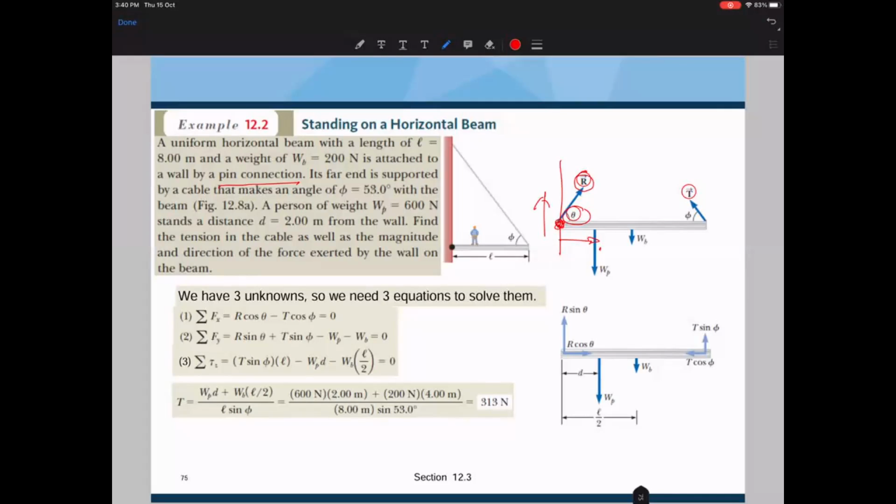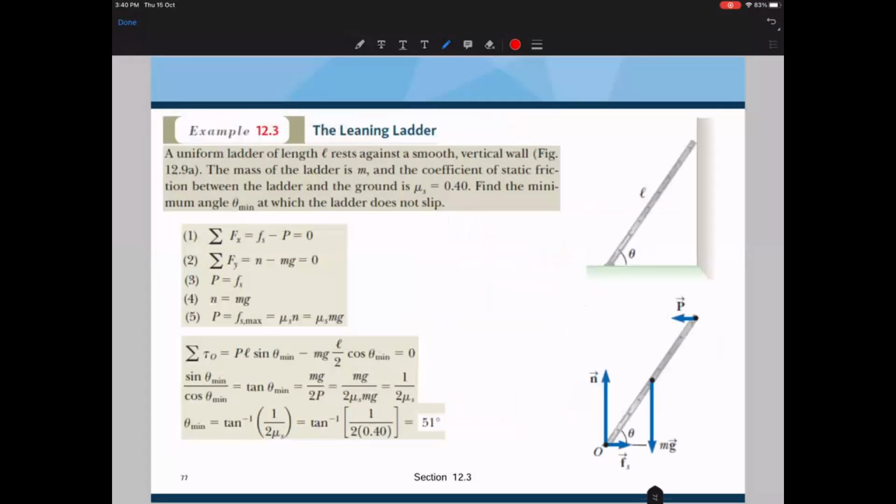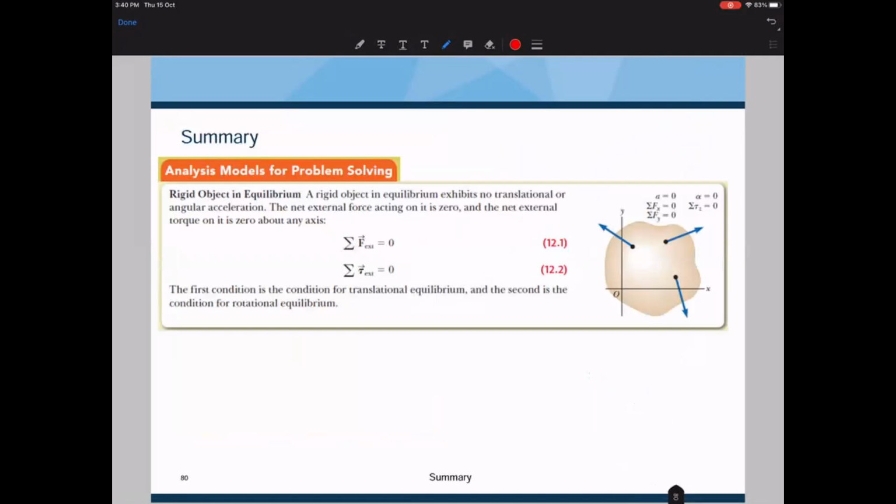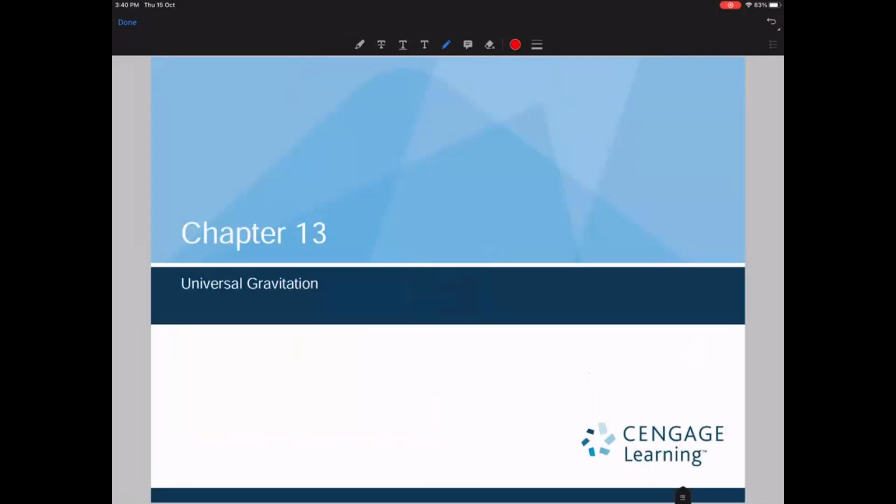Otherwise, if you have a wall that is smooth, like the example 12.3, then you would have only the normal force acting from the wall. Because the wall is smooth, it does not provide any frictional force. So you could see that in this diagram, no frictional force at the upper end, only normal force. And with that, you could still solve the problems. So that is the idea for lecture notes at chapter 12.